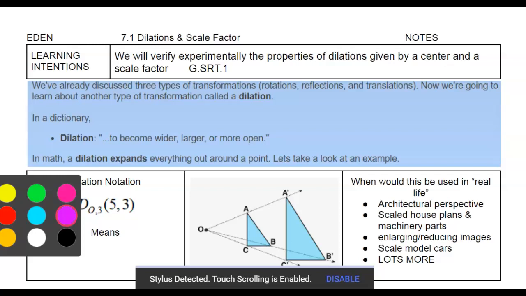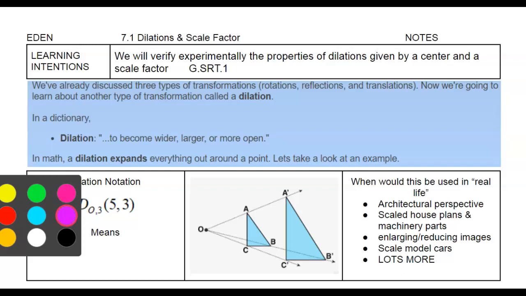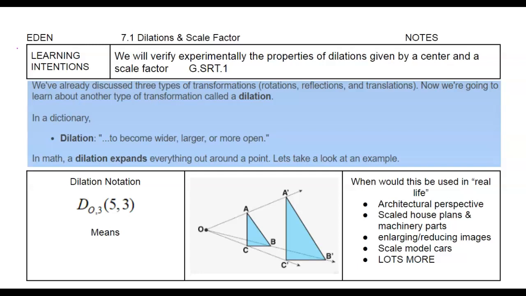Okay, so we are going to start Unit 7, which is about dilations and scale factor. We've already discussed three types of transformations: rotations, reflections, and translations. This would be in Sec 1.